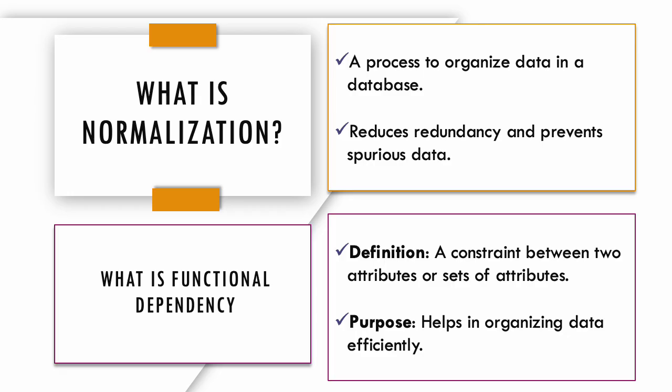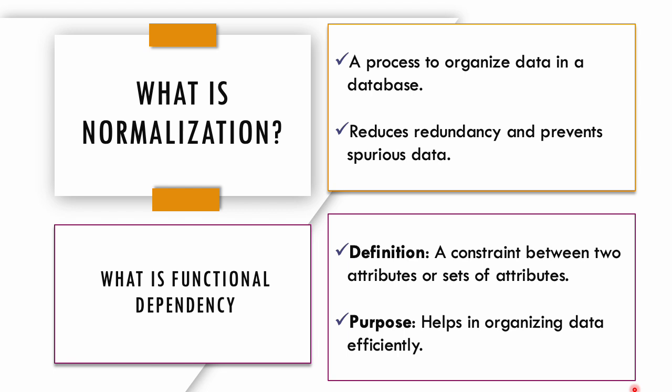Now we move to the second definition, the functional dependency. A functional dependency is a constraint between attributes. It's more like a concept used to describe a relationship between two attributes or sets of attributes in a database. It's like a rule that tells you how one attribute depends on another.